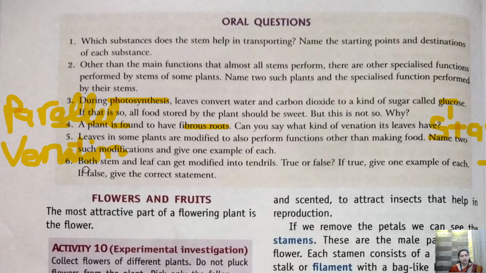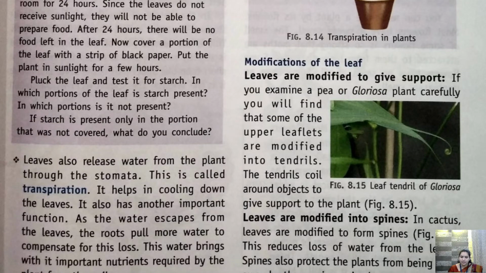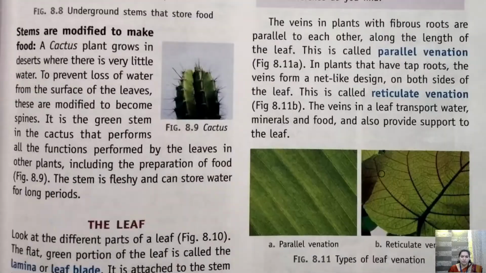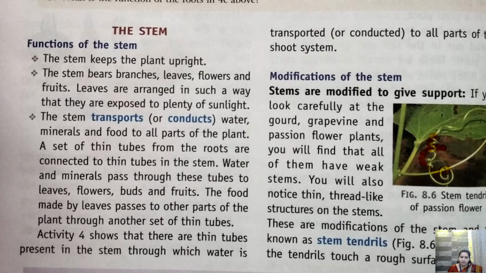Okay, now question number 6. Both stems and leaf can get modified into tendrils. What is tendril? I think you are clear with this. So what is tendril? When it converts into a coil form, that is called tendril. True or false? True. Leaf can also get converted into tendril. Stem can also get converted into tendril. See here. This is a tendril of leaf, isn't it? Now I'll show you the tendril of stem also. So just a second. See, this is the tendril of stem.